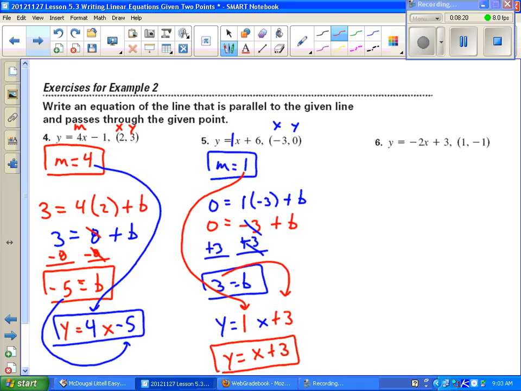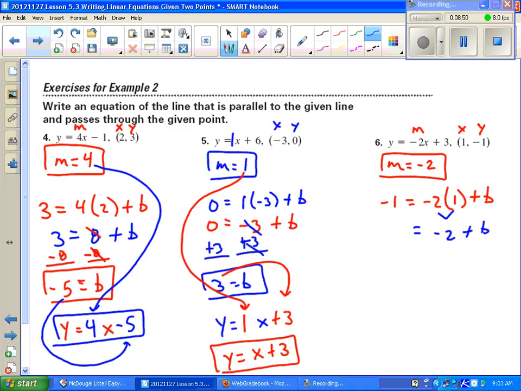And then the last one, your slope is negative 2. So it has the same slope, again, because parallel lines have the same slope. So m equals negative 2, x comma y. Y equals mx plus b is negative 1 equals m, negative 2, times x, 1, plus b. Again, solving for b, just like the previous 5 problems. Negative 2 times 1 is negative 2. And get rid of negative 2 or minus 2 by adding 2. To add it to the right, you have to add it to the left. Negative 1 plus 2 is going to be a positive 1.